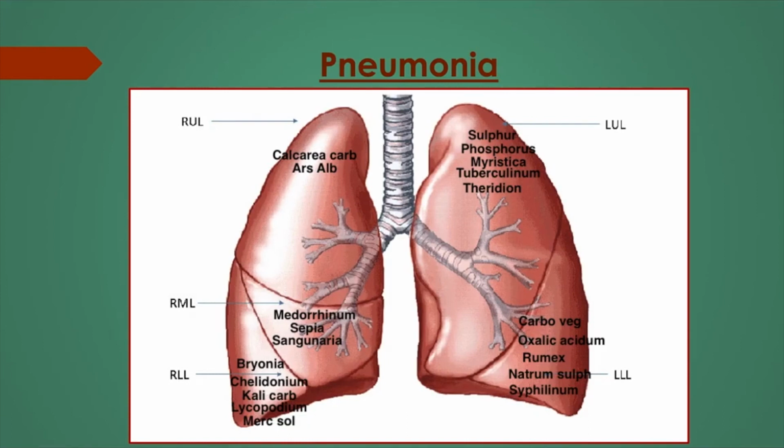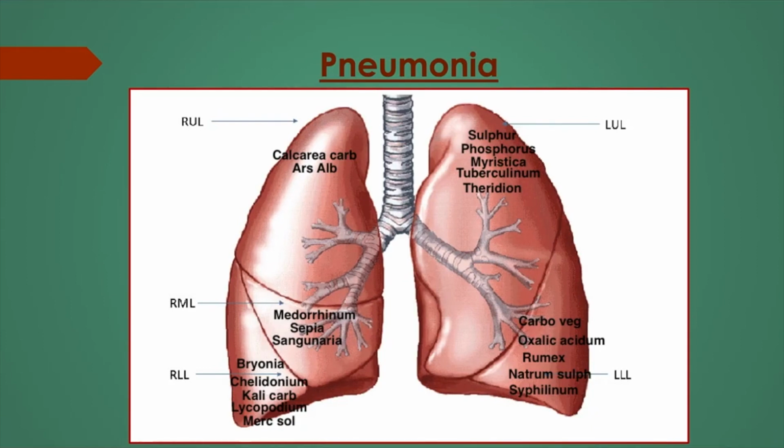Pneumonia in right upper lobe, medicines are Calcarea carbonica and Arsenicum album. Pneumonia in right middle lobe, medicines are Medorrhinum, Sepia, Sanguinaria. Pneumonia in right lower lobe, medicines are Bryonia, Chelidonium, Calcarea carbonica, Lycopodium, and Mercurius sol.